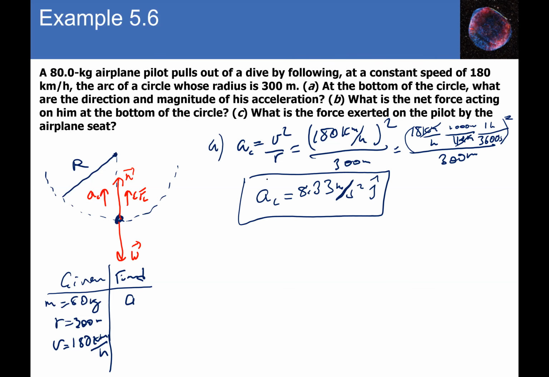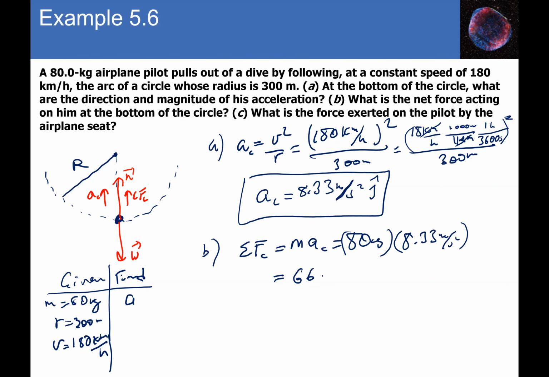All right, so then part B, it says, what is the net force acting on him at the bottom of the circle? Well, one thing we know about the net force in the centripetal direction is that it equals mass times centripetal acceleration. Well, we have the mass, 80 kilograms, and then we have the acceleration now, 8.33 meters per second squared. Then I can calculate this to be 667 newtons, again in a J-hat direction. As I said, there has to be net centripetal force in that direction.